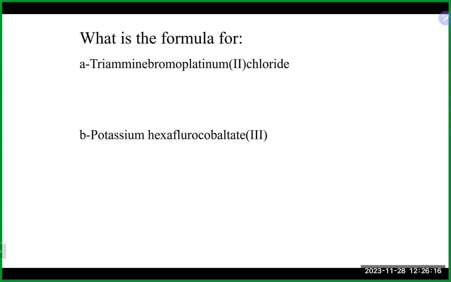You could do it either way. You could write the formula for ethylenediamine if you want. Most people will use the abbreviation for it when you're doing complex ions, rather than writing both the formula and the name. They'll use that abbreviation. But if you want to write CH2, NH2, and all that, you can if you want.